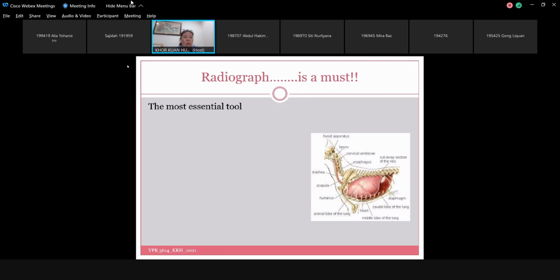Okay, so to me, radiograph is the most essential tool. No case is adequately studied without it. But I have a habit: I don't care even if it's an abdominal issue, I will still go for radiograph first.